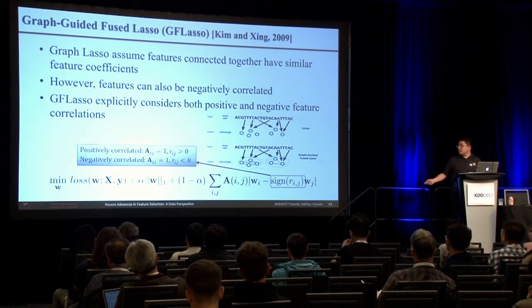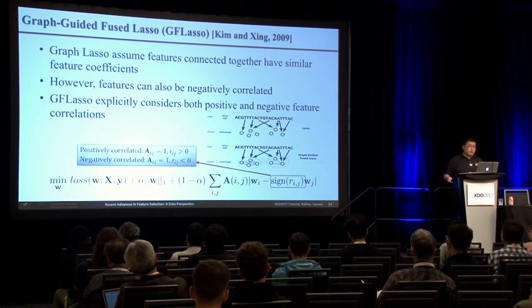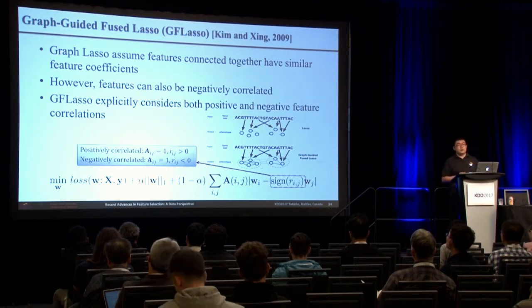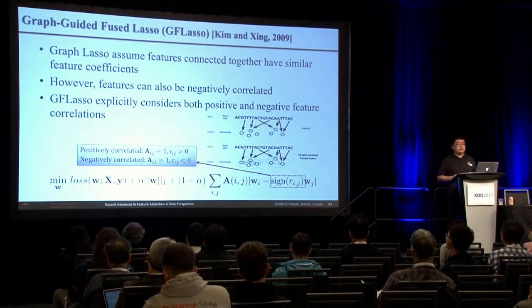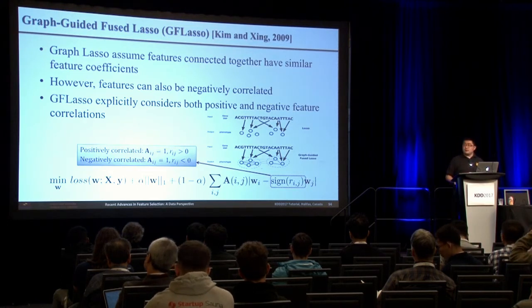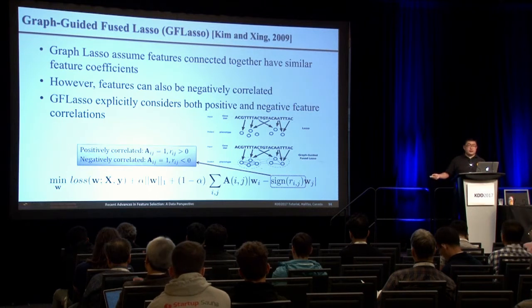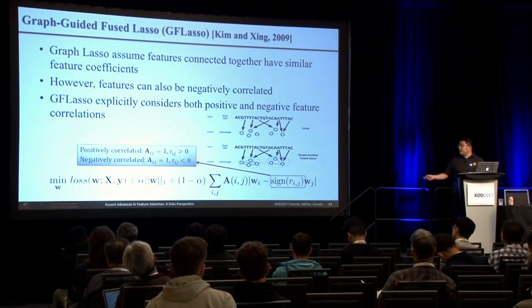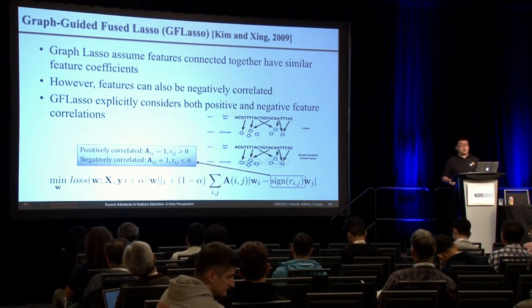From this formulation, we can see that if there is a positive correlation between feature i and feature j, basically this term will make the feature weights wi and wj close to each other. On the other hand, if there is a negative correlation, then rij is negative, and it will make wi and wj far away from each other.